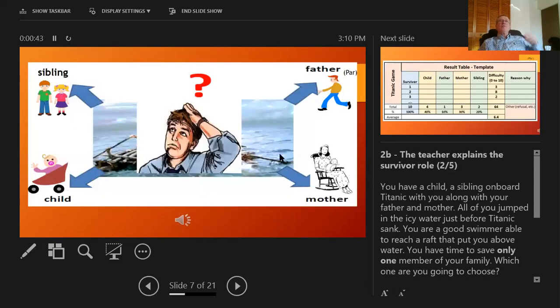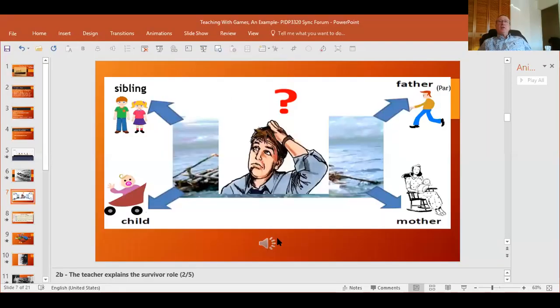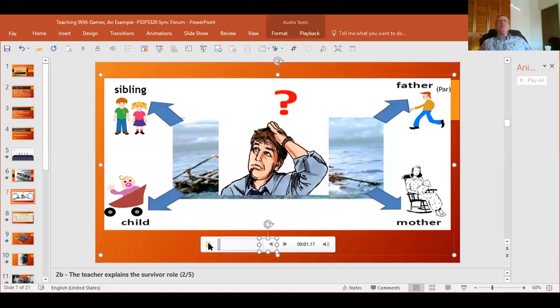Okay, so the next slide, I will just do it manually. This one, the survivor's role. You have a child and a sibling on board with you, along with your father and mother. All of you jump in the icy water just before Titanic sank. You are a good swimmer, able to reach a raft that puts you above water. You have time to save only one member of your family. Okay, so that's the idea.